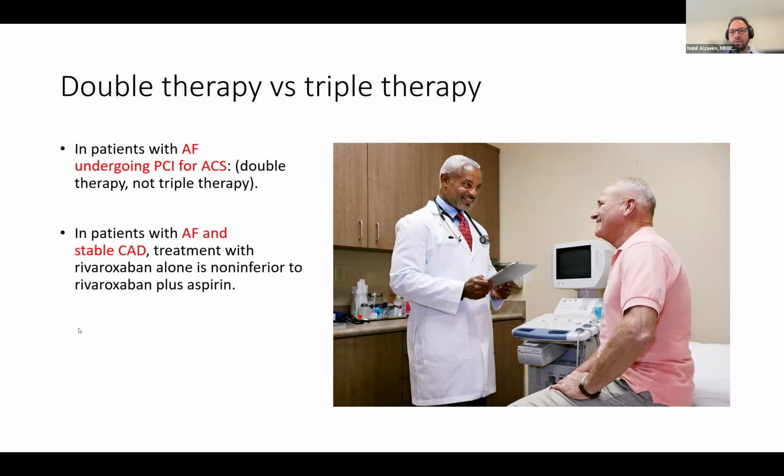So in patients with AFib and stable coronary artery disease, rivaroxaban alone is non-inferior to rivaroxaban plus aspirin. So it's effective with just one agent compared to rivaroxaban with aspirin in stable CAD. They don't have any active ACS, and they don't have recent PCI.